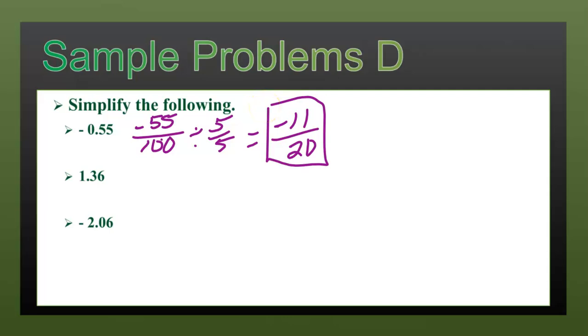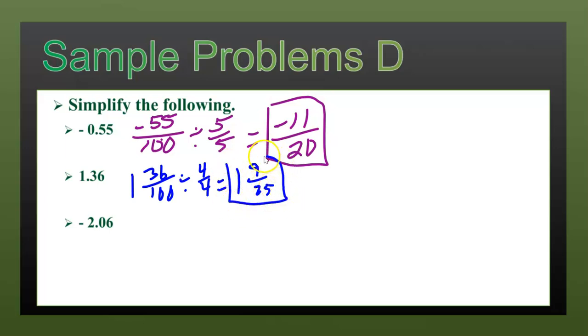1 and 36 hundredths, so this is 1 and then 36 over 100. Simplify this, I'm going to divide this by 4 fourths. So I'm going to still have my 1. 36 divided by 4 is 9. 100 divided by 4 is 25. So my answer would be 1 and 9 over 25.